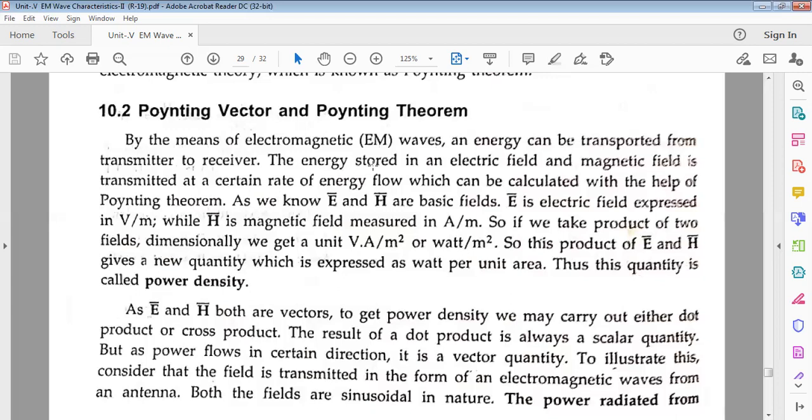Once again, the energy stored in the electric and magnetic fields is transmitted at a certain rate of energy flow, which can be calculated with the help of the Poynting theorem. The electric field and magnetic field are the basic fields, the electric field in volts per meter and the magnetic field in amperes per meter. The product of the two fields is dimensionally volt ampere per meter square, which is watts per meter square, or watts per unit area. This quantity is called the power density.